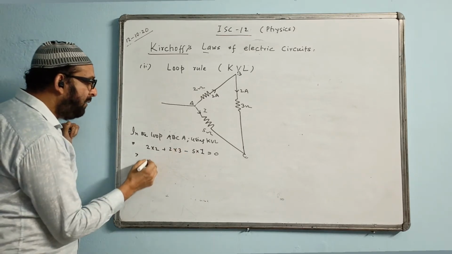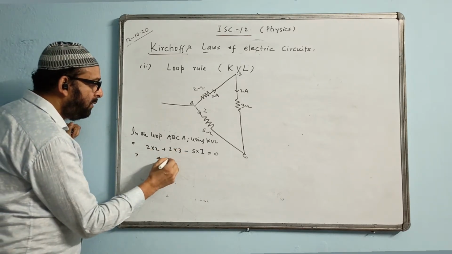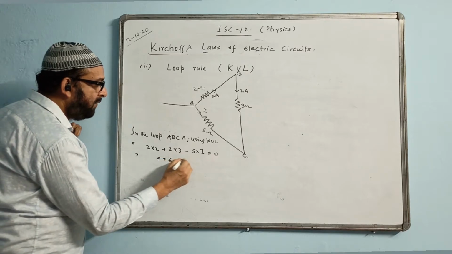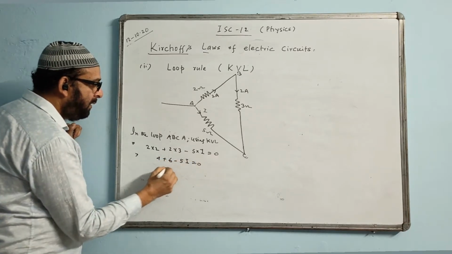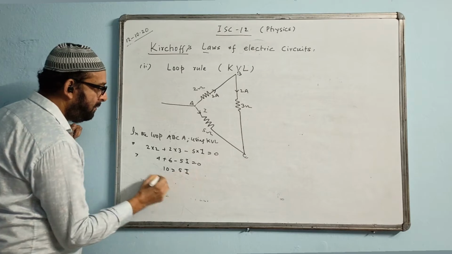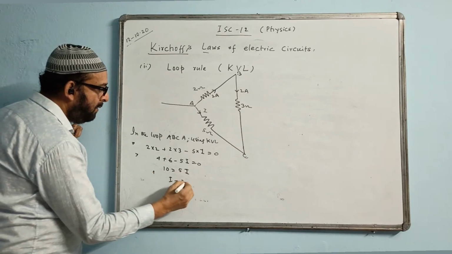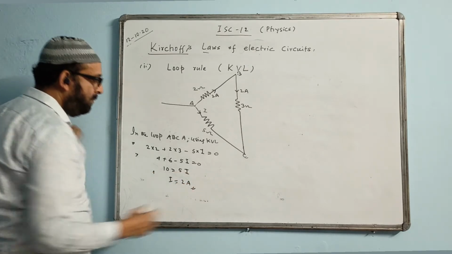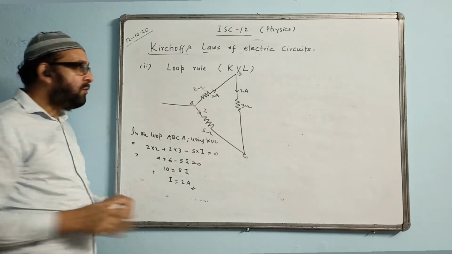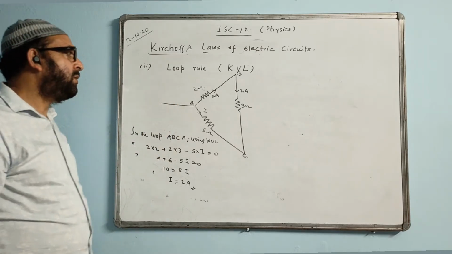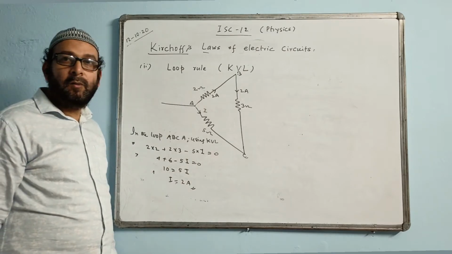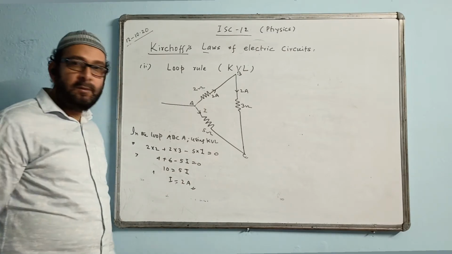Now find the value of I from this: 2 into 4 plus 3 into 6 minus 5I equal to 0. 10 is equal to 5I. Therefore the I value is coming 2 ampere. So which law did I use here? I used Kirchhoff's voltage law. So this is the solution for this question.